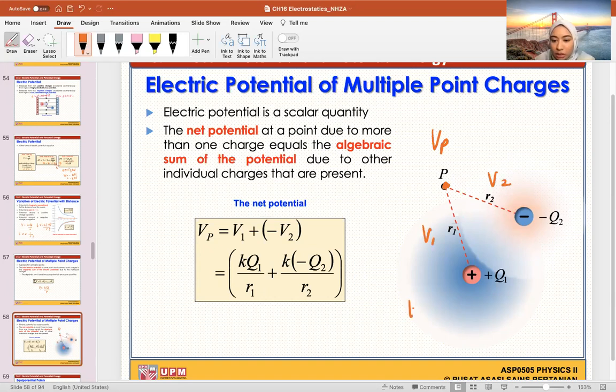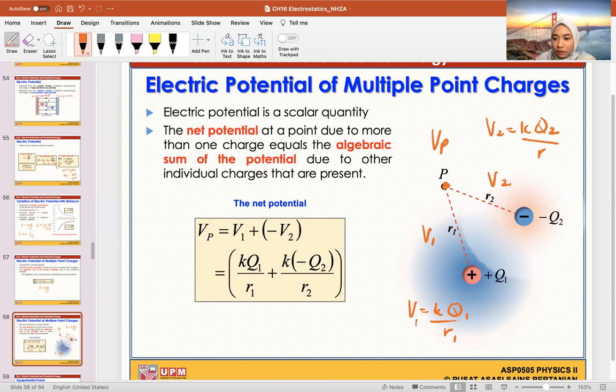We know the equation is V equals KQ over R. So V1 is KQ1 over R1, the distance from the charge to the point that we are interested in. V2 is equal to KQ2, the charge that will be affecting me, over the distance of the charge to the point that I'm interested in. And then we just add V1 and V2.